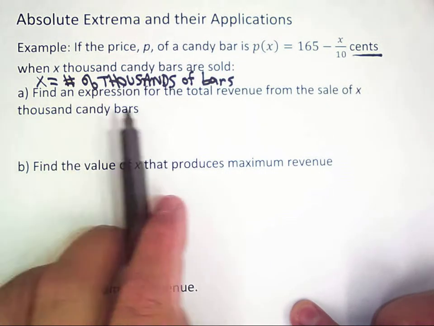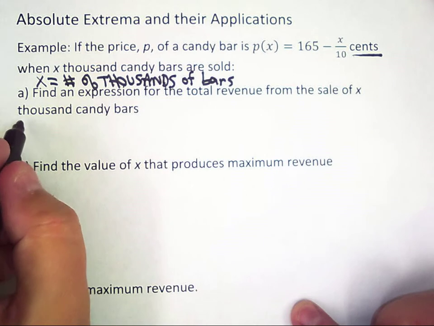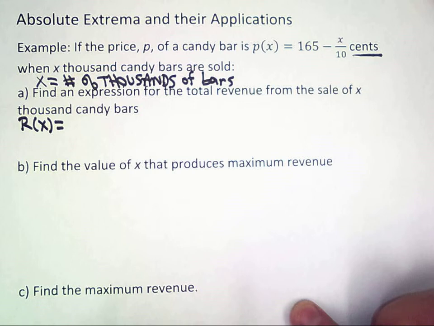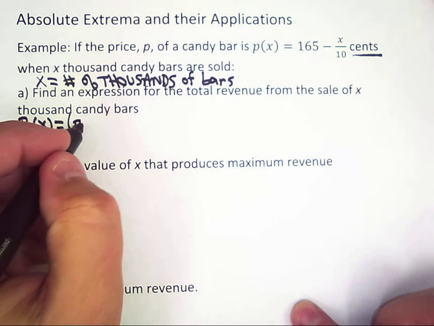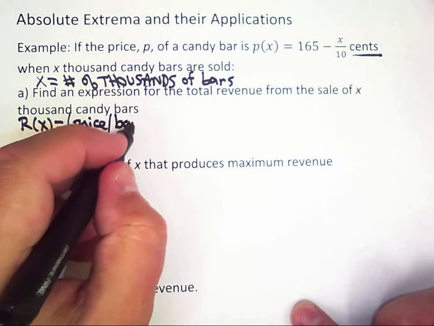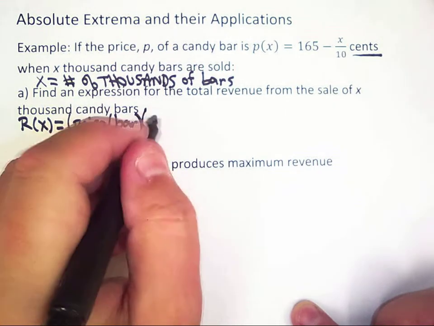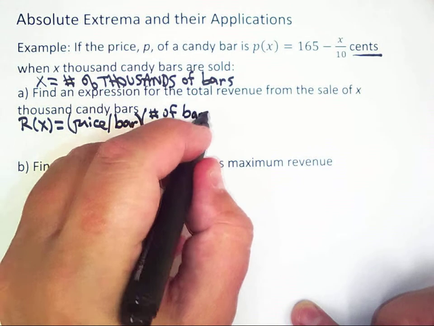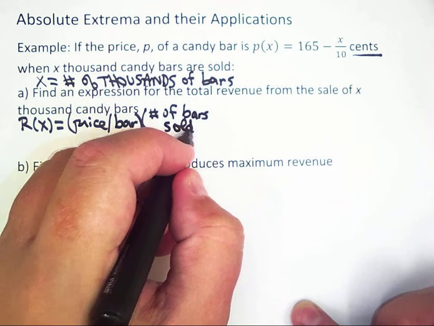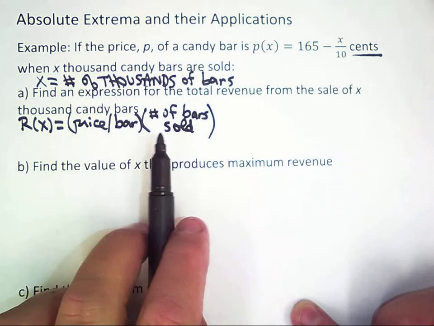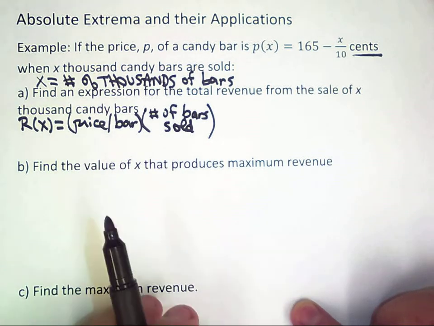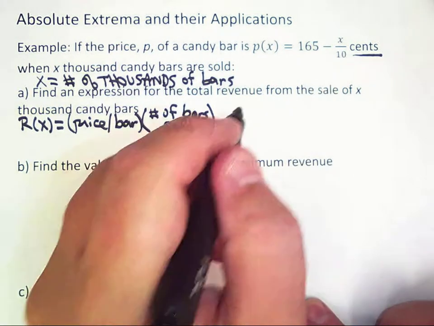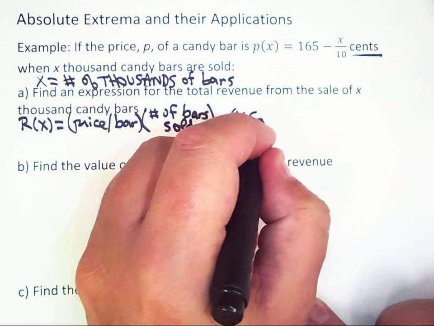They ask us to find the total revenue. Well, you've worked with revenue enough already, I hope, that you know the total revenue function is the price per unit. In this case, we're selling candy bars, so it's the price per candy bar times the number of candy bars sold. So revenue is always price times quantity. Now that seems simple enough, but there's a couple of things here you've got to be careful about. The price per candy bar was given to you, so in that sense you're lucky.